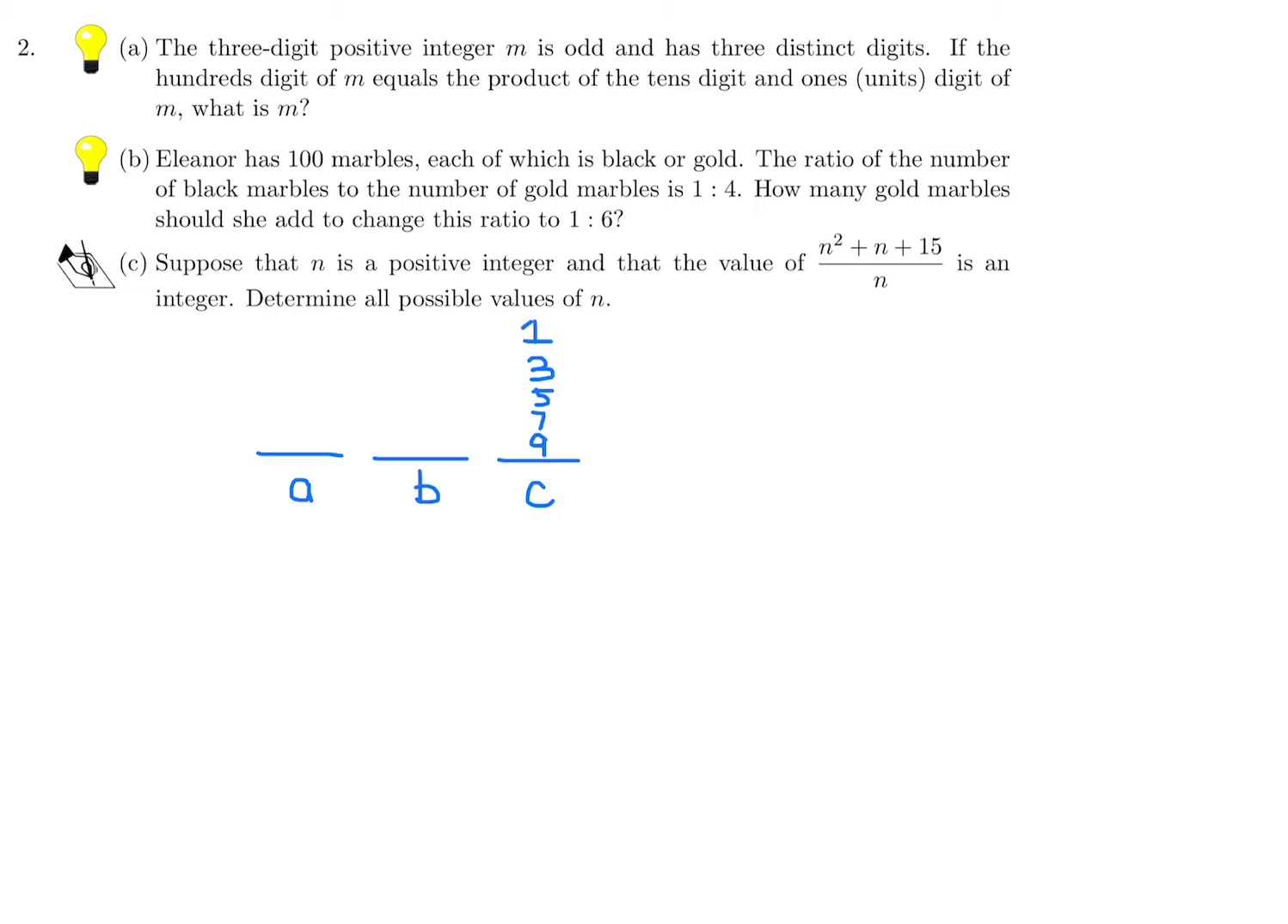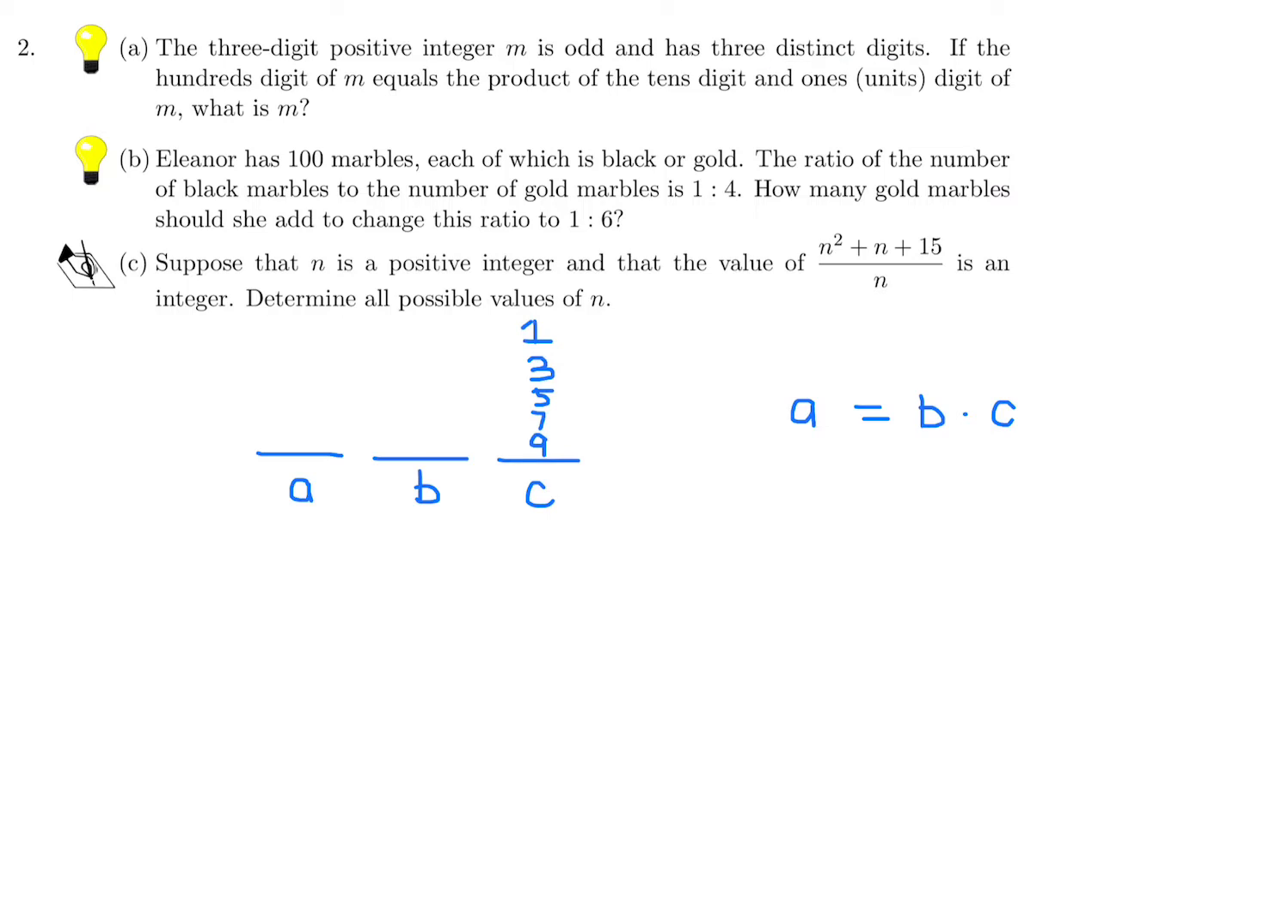Now let's give attention to what they tell me in the question, that the hundreds digit, which in my case is A, is equal to the product of the tens and the units digit. So that'd be B times C. So A is equal to B times C. We have to fiddle around with this and see what we get. Let's start with 9. If C was 9, well, if B was 1, A would therefore be 9, and that's not allowed because the digits are distinct.